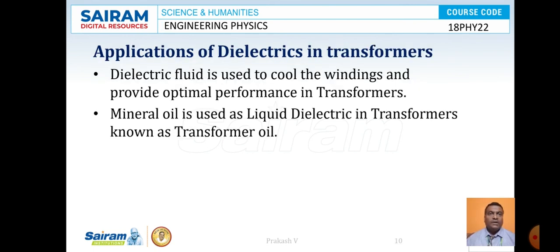And when we look at the application part of dielectrics, dielectrics are used in transformers. So dielectric fluid is used to cool the windings and provide optimal performance in transformers, and mineral oil is used as liquid dielectric in transformers, known as transformer oil. So in case of transformers, transformer oil is used as a cooling agent.